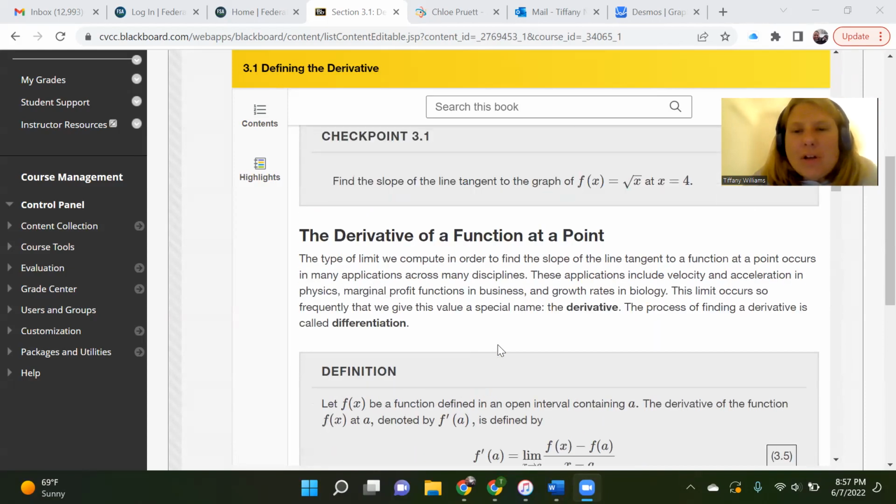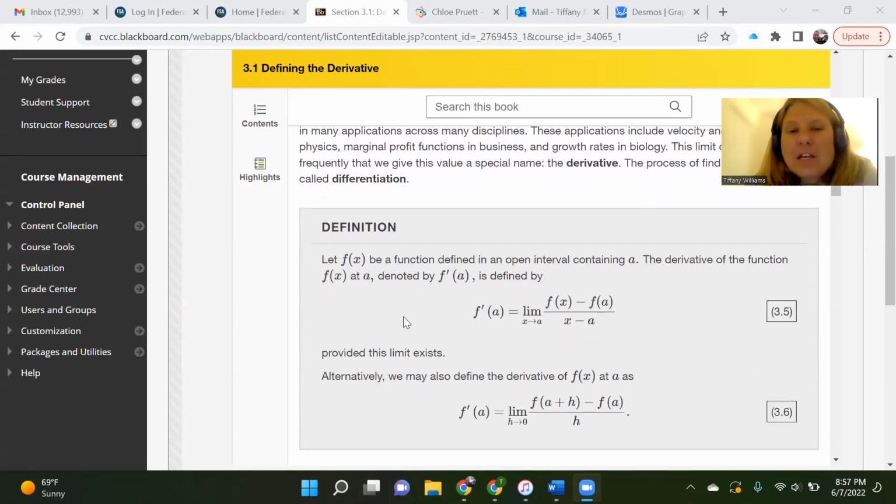So the derivative of a function at a point. The type of limit we compute in order to find the slope of the line tangent to a function at a point occurs in many applications across many disciplines. These applications include velocity and acceleration in physics, marginal profit functions in business, and growth rates in biology. This limit occurs so frequently that we actually give it a very special name. We're going to call it the derivative. So the process of finding a derivative is called differentiation.